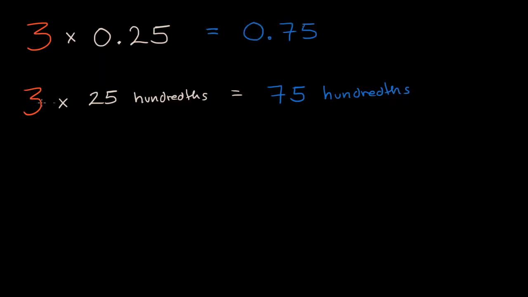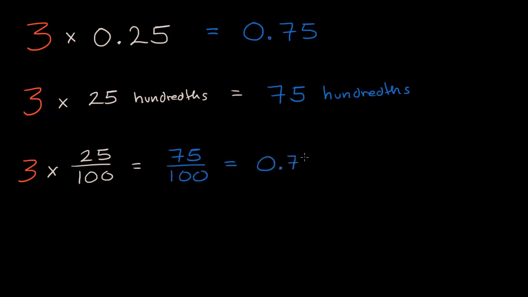Now, another way to conceptualize this, to think about what this is, if we were to write 3 times, we could write it as a fraction. We could write 25 over 100. This is another way of writing 25 hundredths. These are all equivalent. So what is 3 times 25 over 100? Well, same idea. This is going to be equal to 25 over 100 plus 25 over 100 plus 25 over 100. This is going to be 75 hundredths, which once again is 0.75.